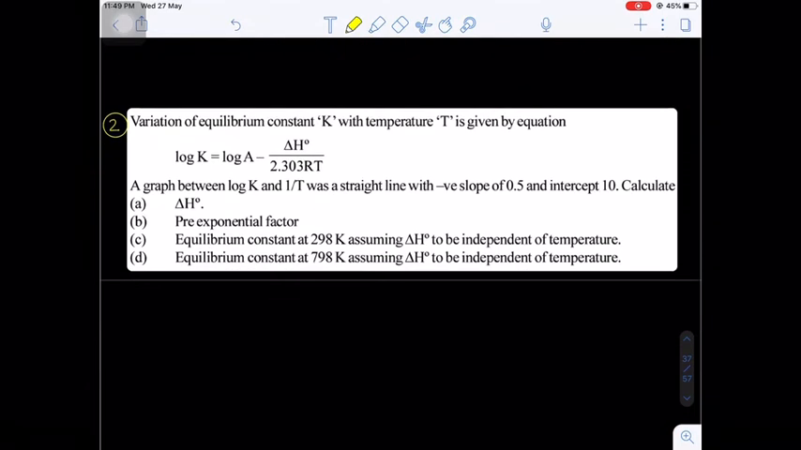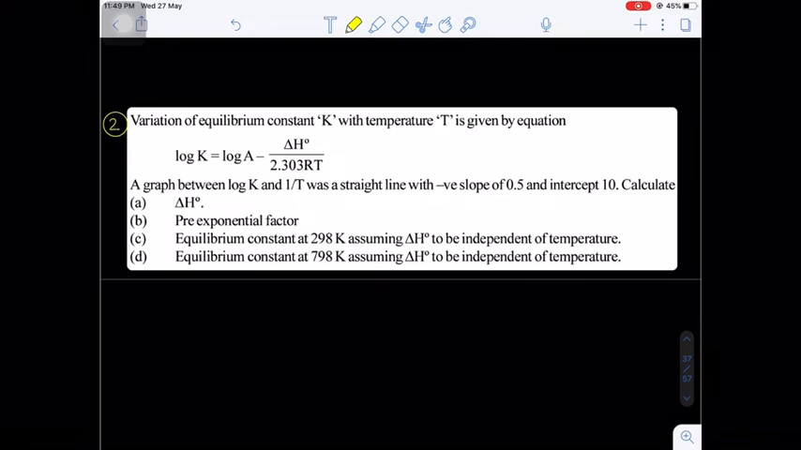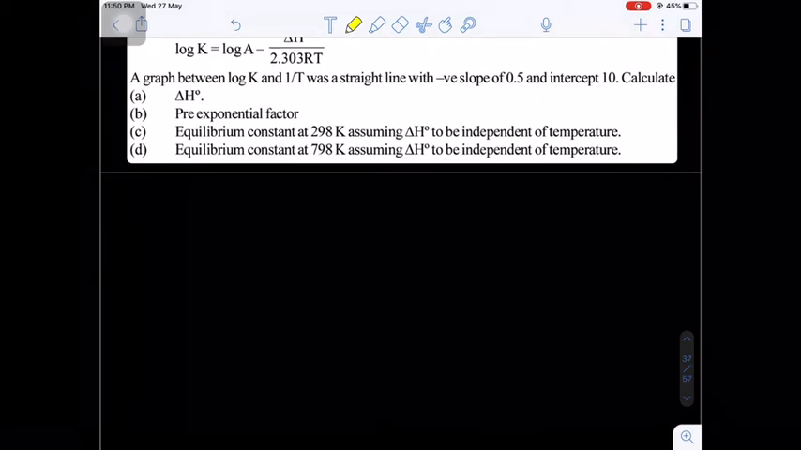In the second problem, variation of equilibrium constant K with temperature again. Log K is equal to log A minus delta H naught by 2.303 RT. Now a graph is drawn between log K versus 1 by T, a straight line with negative slope 0.5 and intercept 10. Then calculate the delta H naught, pre-exponential factor, that is the capital A, equilibrium constant at 298 Kelvin and equilibrium constant at 798 Kelvin, assuming delta H naught is independent of the temperature.